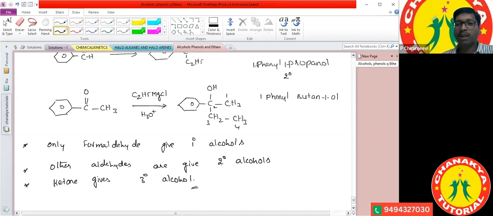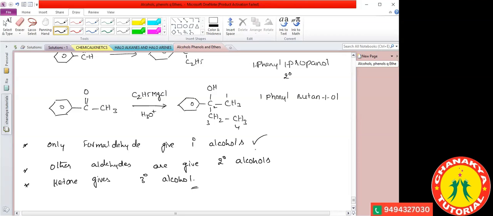They place some other aldehyde name, but the only one that gives a primary alcohol is formaldehyde. Others do not give a primary alcohol; other aldehydes give a secondary alcohol. Now we have the clarity. That's why I'm giving these many examples, to make you sure. Is that clear? Yes, sir. Aditi, is that clear?